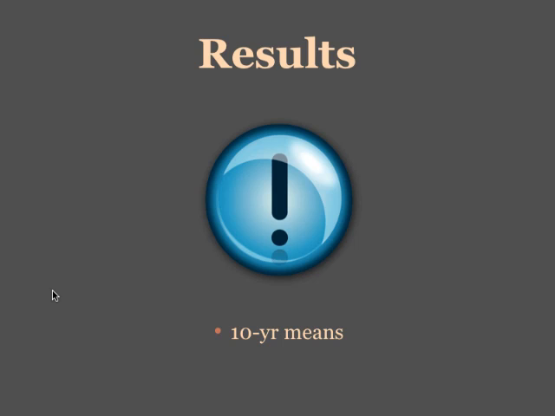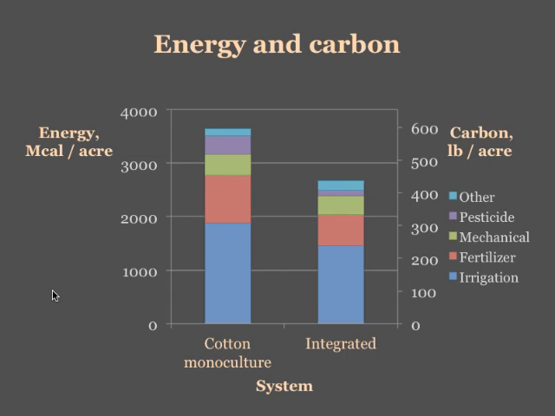So the results that I will present now are all going to be the 10-year means from this experiment. And what we found was that the cotton monoculture, which is on the left here, used more energy in total than the integrated system. Not only that, we broke it down into different categories, and that's what you see in the different colors here. So you can see that the cotton monoculture also used more energy for irrigation. That's the blue bar at the bottom. So the cotton used more for irrigation than the integrated system.